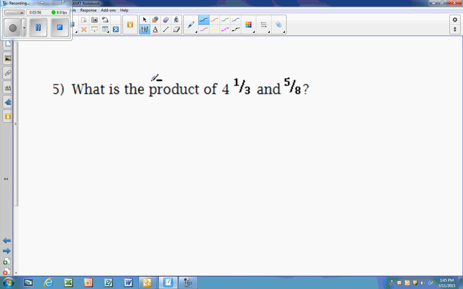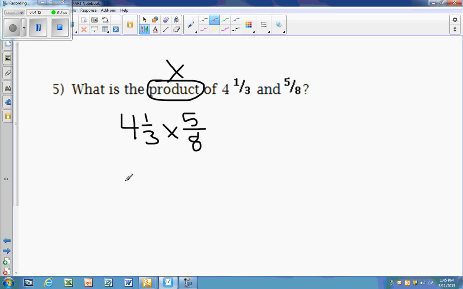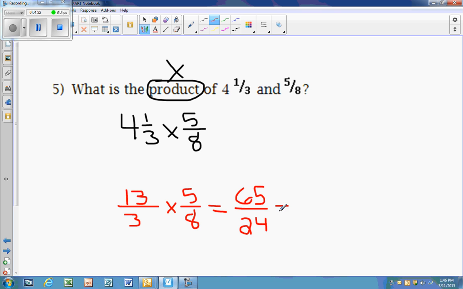Next question is, what is the product? Again, we need to know that product is to multiply. So we have 4 and 1/3 times 5/8. When we have a mixed number, we must turn it into an improper fraction before we multiply. So in this case, we have 3 times 4 is 12 plus 1 is 13. So we have 13/3 times 5/8. When we multiply straight across, we get 65/24. That's an improper fraction that we need to turn back into a mixed number because that's saying 65 divided by 24, which would give me 2 wholes. 17 is left over out of 24.